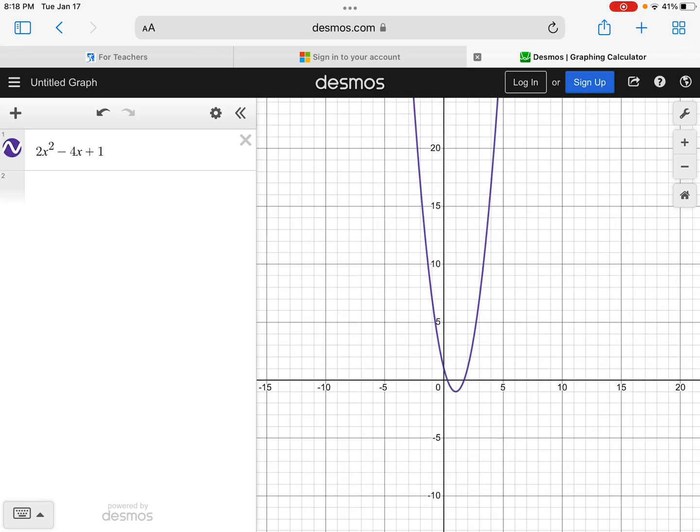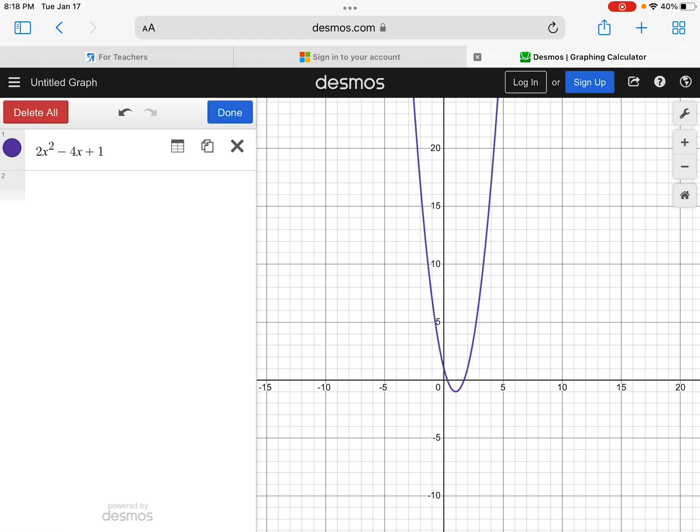You should have learned yesterday in class that when your A is greater than 1, if it's 2, 3, 4, 5, any number greater than 1, the parabola is going to become narrower, which seems ironic because usually when you think it's bigger, it should be bigger, but it's actually the opposite. When it's a fraction, it's wider. So this is a little bit skinnier than our last one.